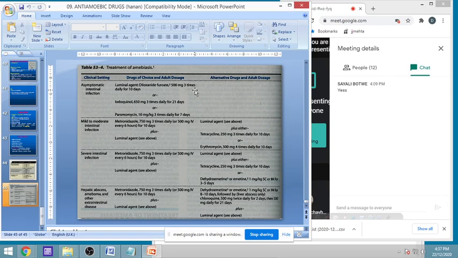Alternatively, we can give luminal agents plus tetracycline, if somebody cannot tolerate metronidazole, or can give erythromycin. If they cannot tolerate metronidazole or all the congeners like tinidazole, ornidazole, secnidazole, anything like that. When there is a severe intestinal infection, then we have to give metronidazole 750 3 times a day for 10 days, same as above, plus luminal agents like above.